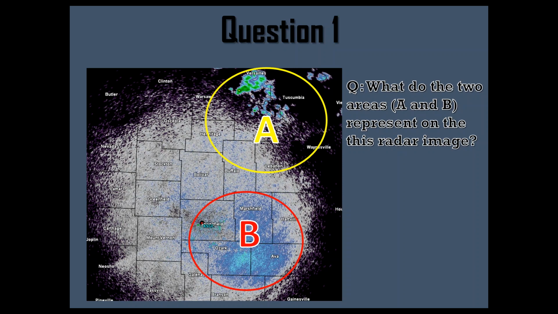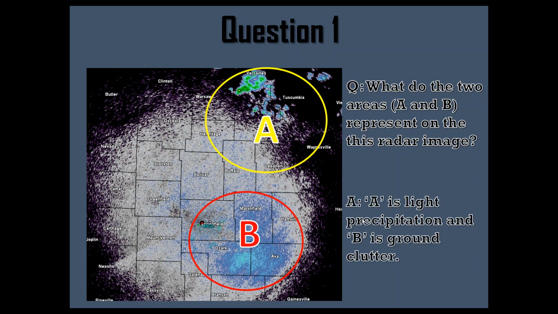What do you think A is? Precipitation. Yes, it is precipitation. What do you think B is? Ground clutter. Yep, ground clutter, you're right on the money. A is some sort of light precip, maybe some sprinkles or some light showers. B is definitely ground clutter.